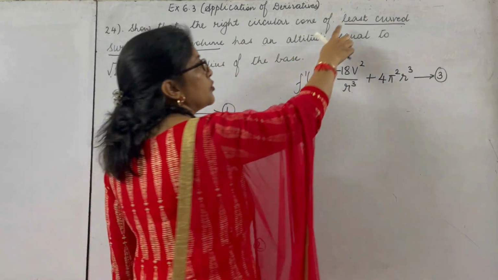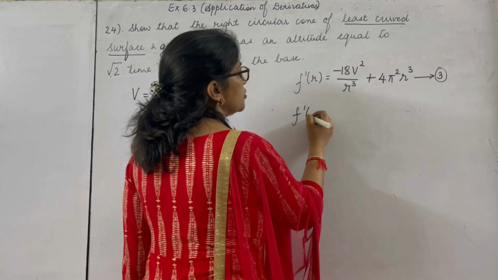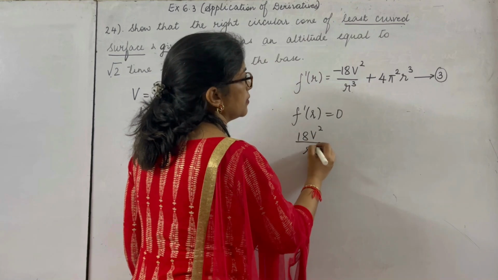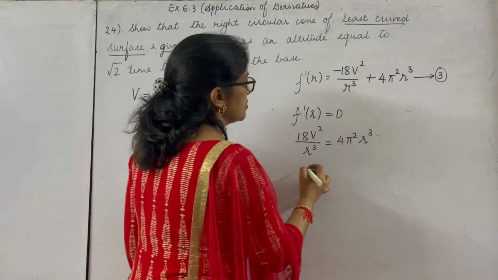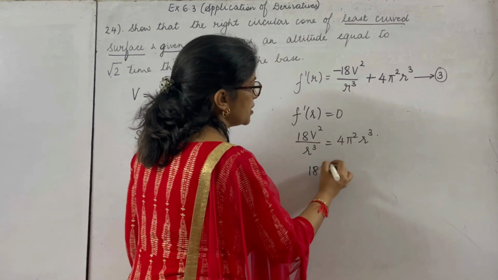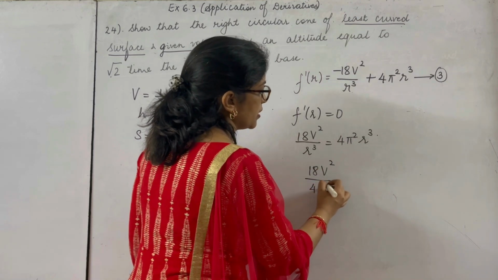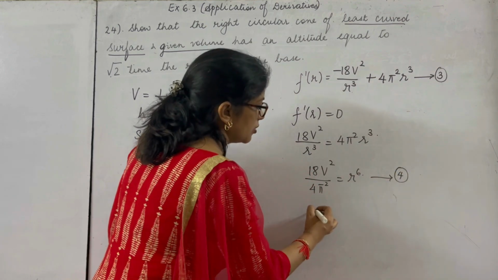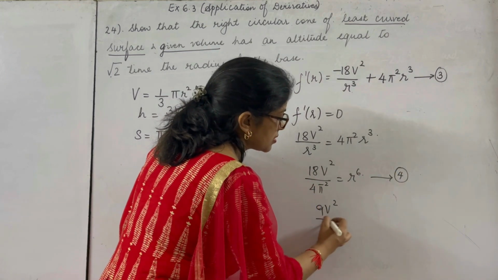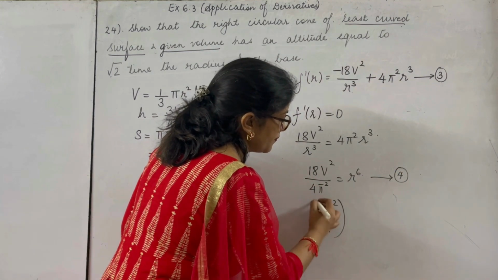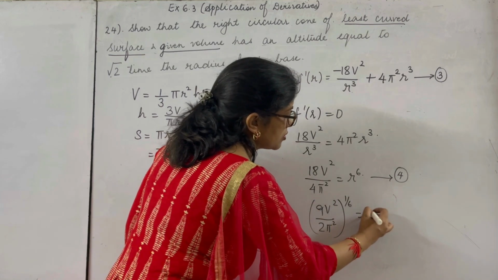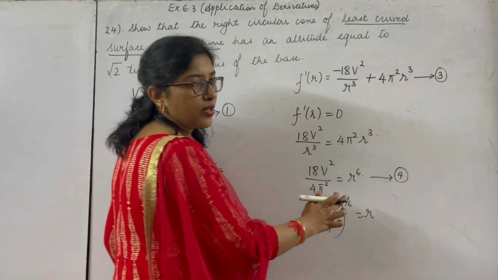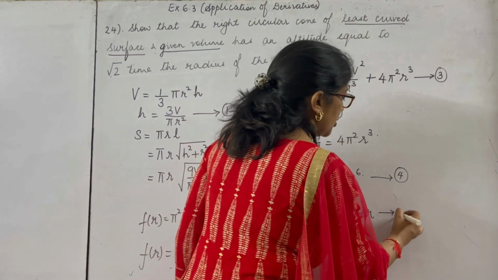Again, to look for least value, you need to first find the critical point. So let's equate it to 0. So we have, it is 18V square upon 4 pi square, which is r raised to 6. Or rather we can write this as, so value of r is 9V square upon 2 pi square raised to 1 by 6. This is our critical point.